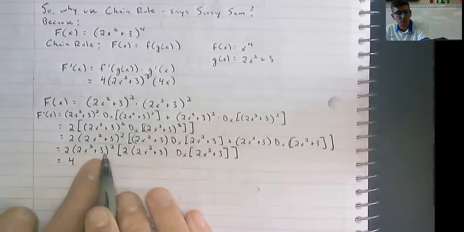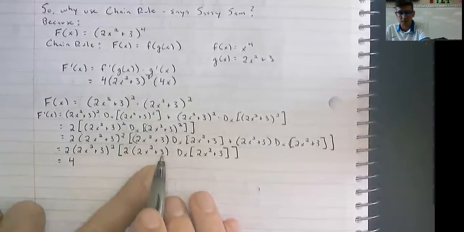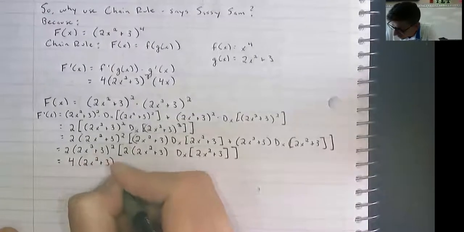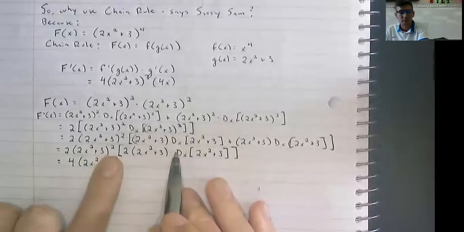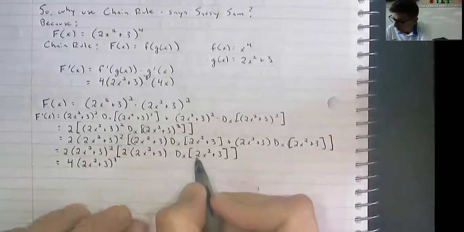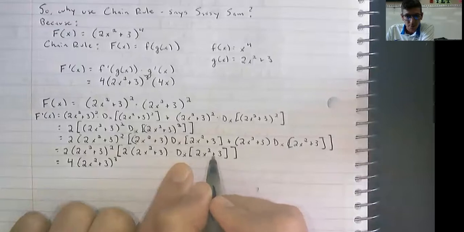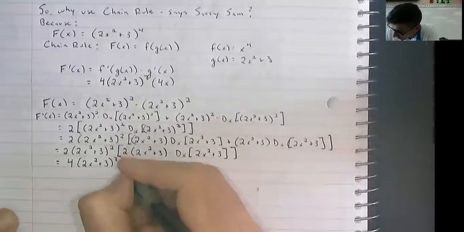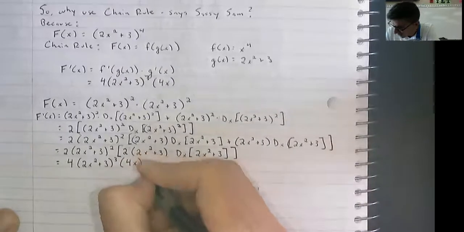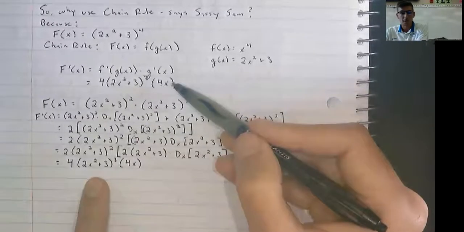This 2x squared plus 3 squared times another 2x squared plus 3 can be written as 2x squared plus 3 cubed. That's the power of exponents to write things more condensed. And then we will finally take this derivative here. The derivative of 2x squared plus 3, we know how to do, is 4x. So that does agree with the chain rule.